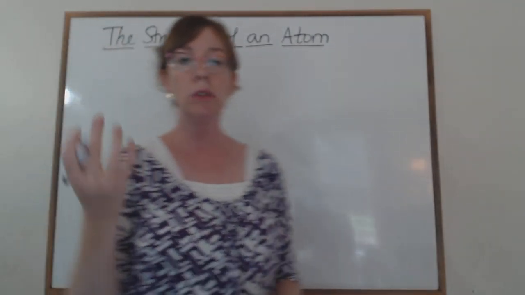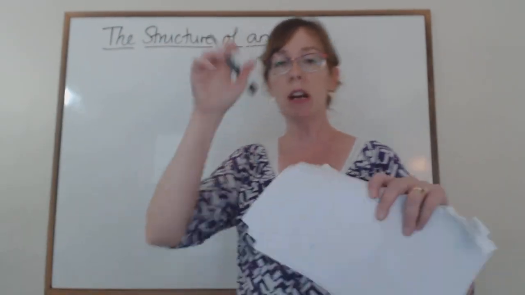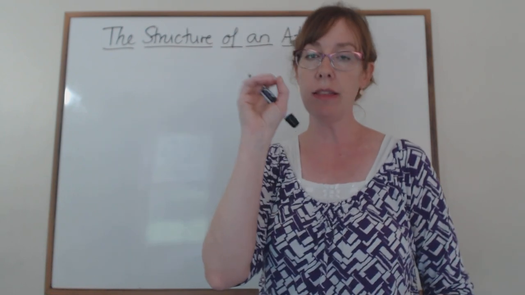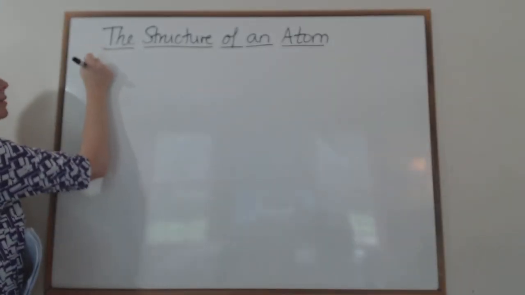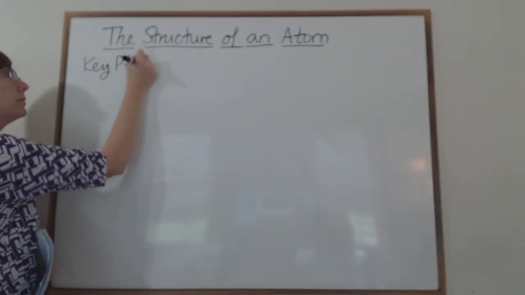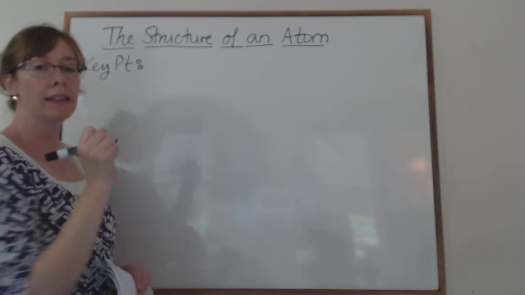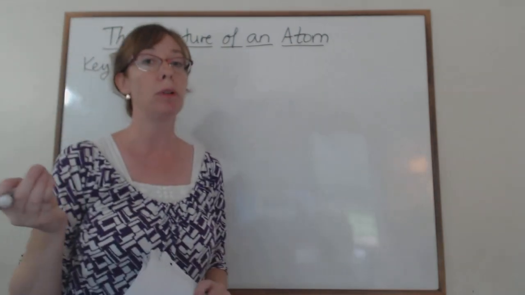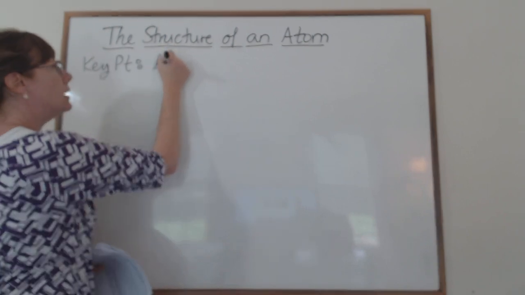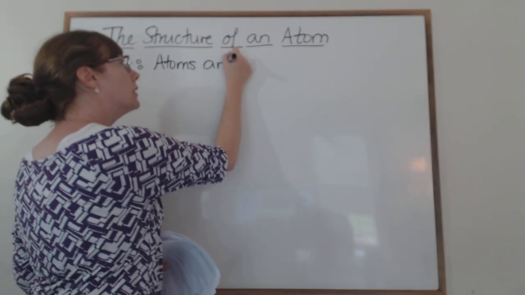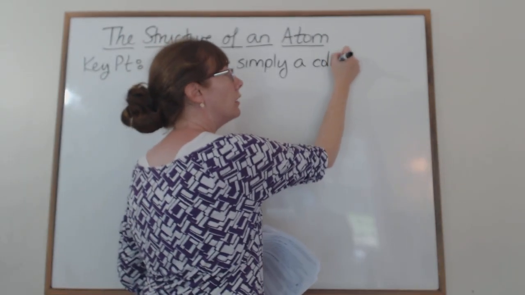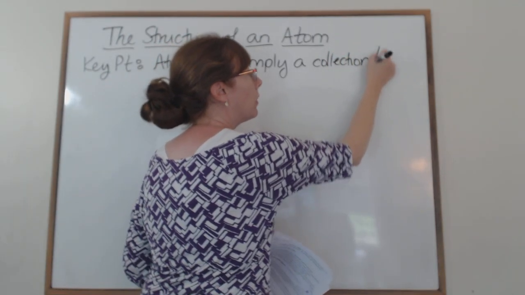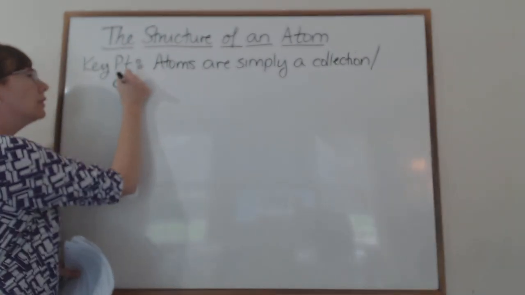What does an atom look like? What's inside of it? We already talked about the fact that they are spherical, okay? They are. But what is inside of the atom? Let me go ahead and just write this key point. At the end of the day, atoms are extremely simple in what they are. Atoms are simply a collection, or maybe an even better word, a conglomeration.